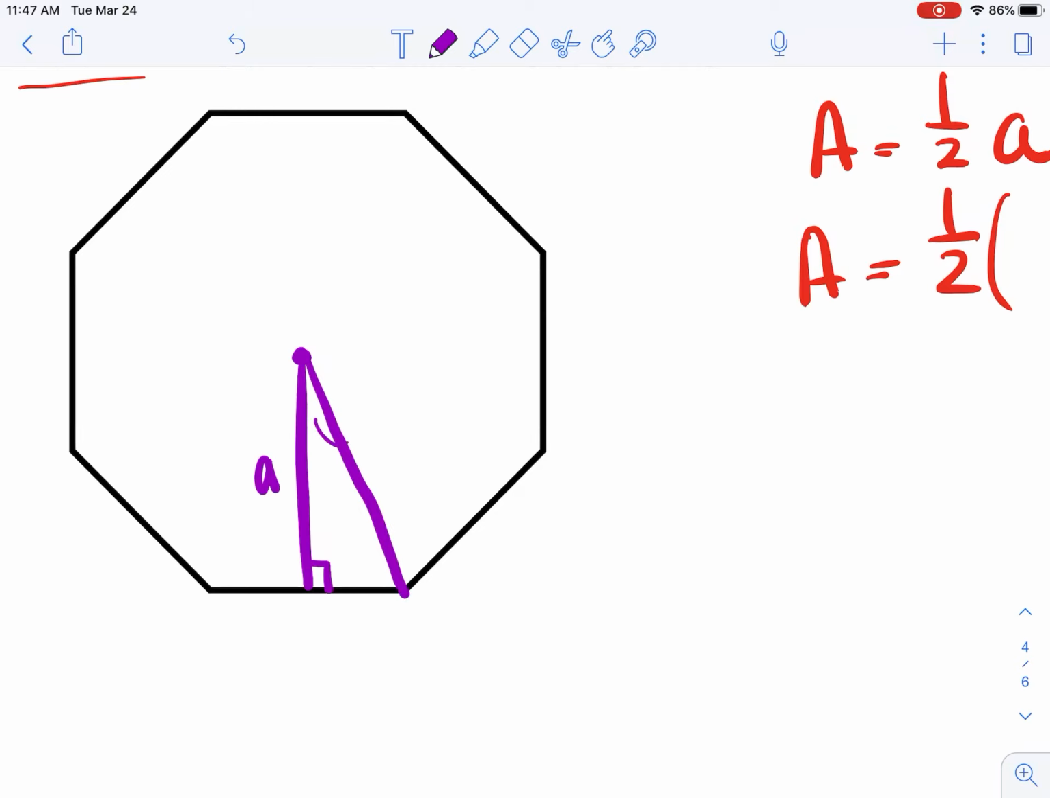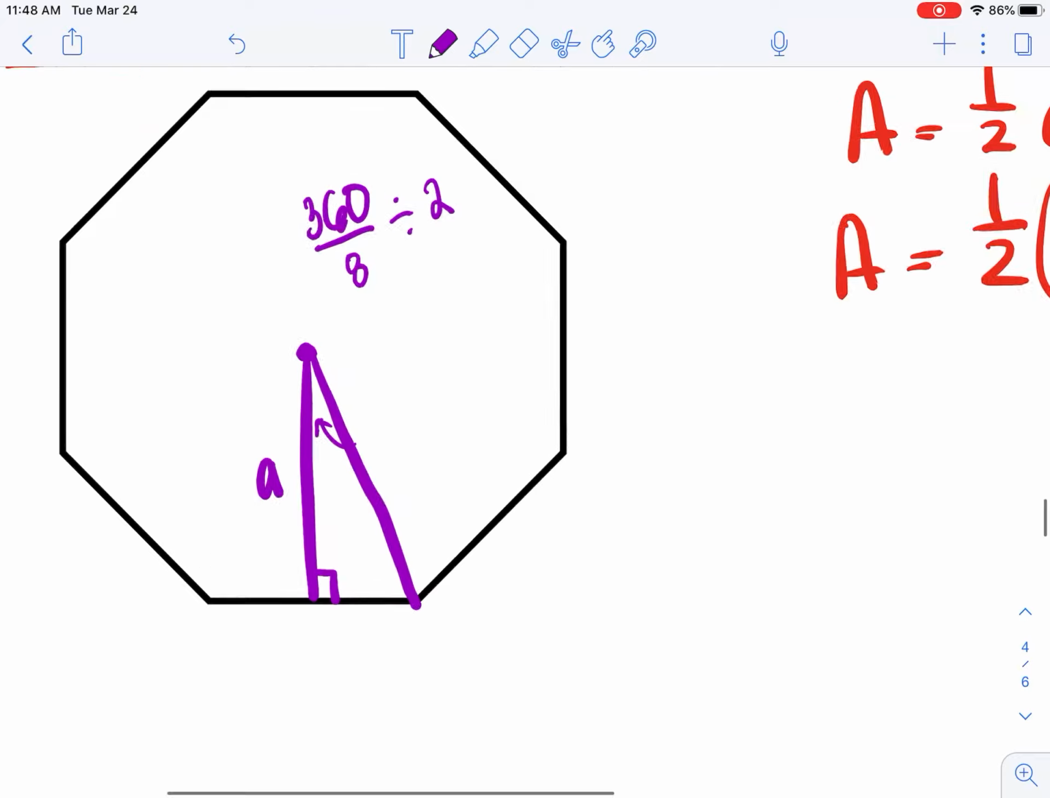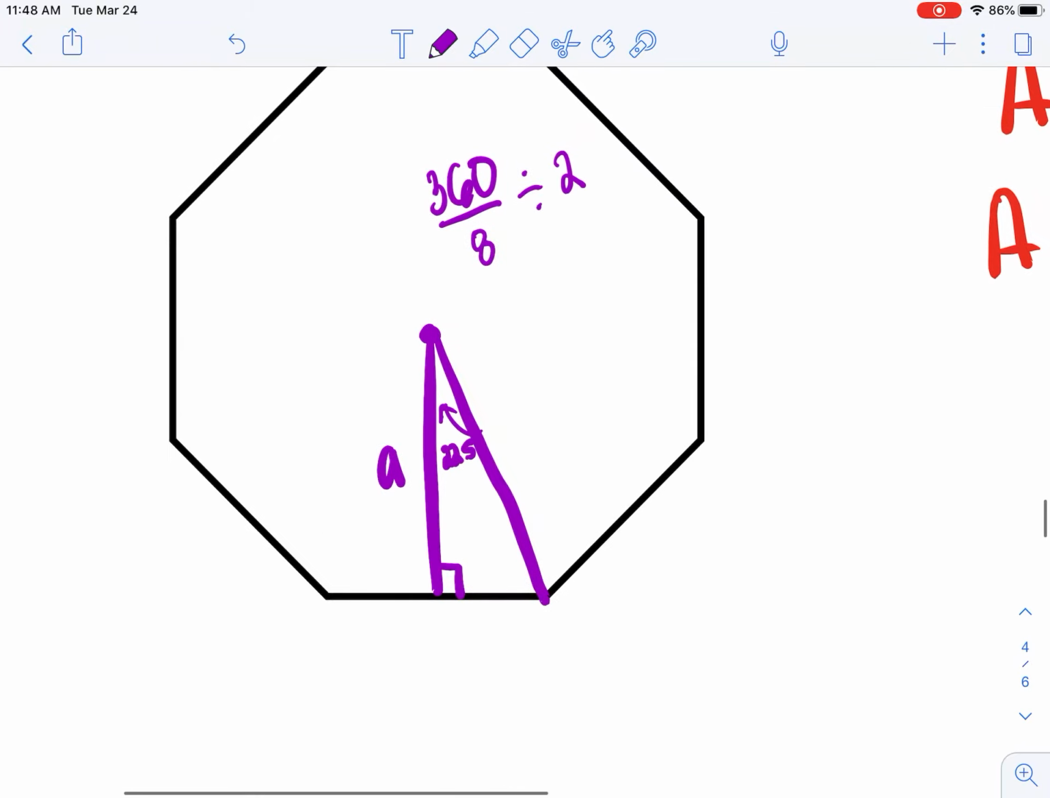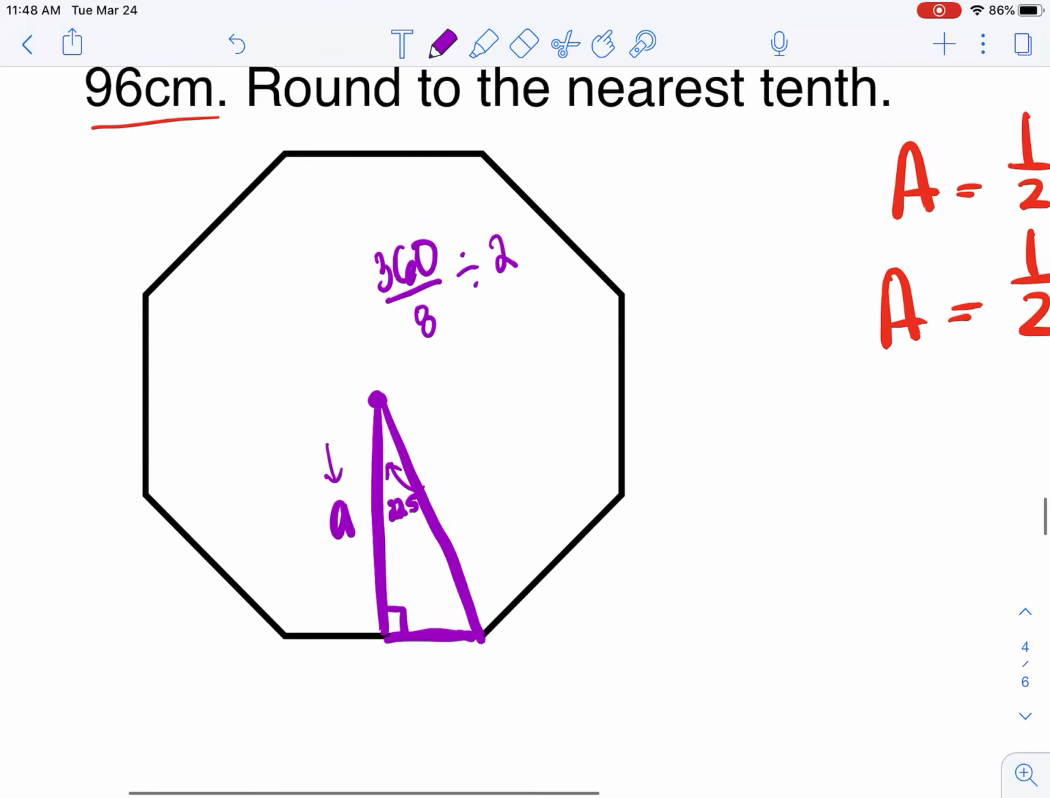I don't know it. All right, next, this angle right here. 360 divided by the number of sides. This has 8 sides once again. And then divide that by 2. We already did that math. That's 22.5. Okay, so now I have to say, what else do I know? Because I have to know something else if this is what I'm looking for.